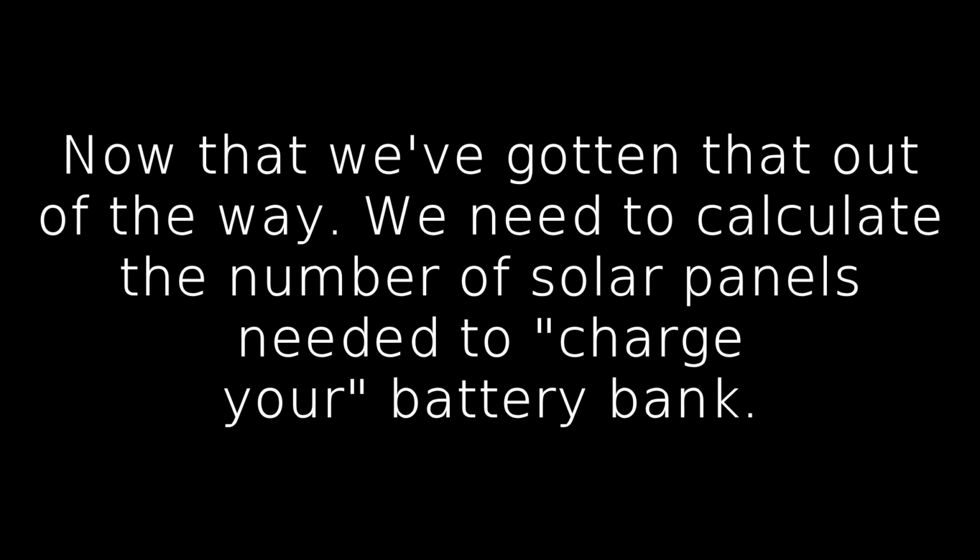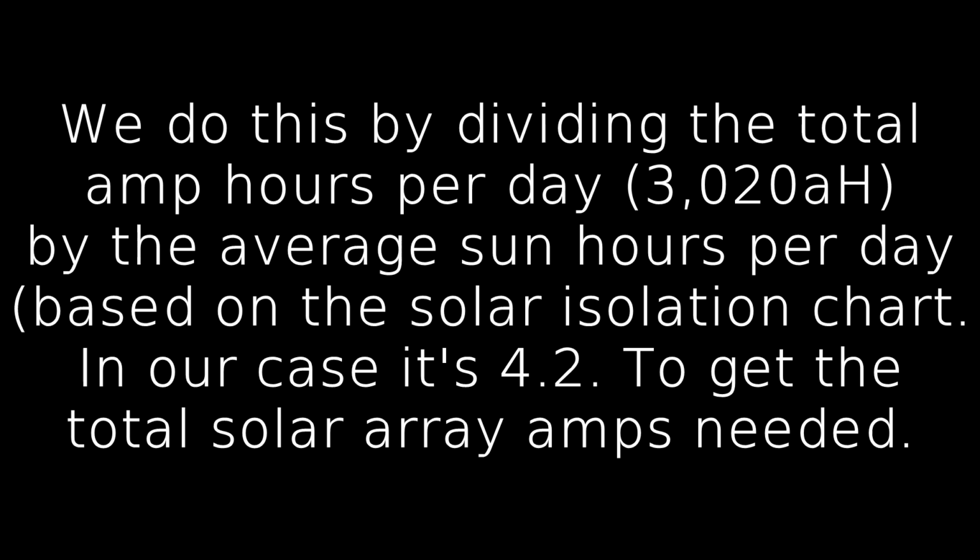Now that we've got that out of the way, we need to calculate the number of solar panels needed for your battery bank. We do this by dividing the total amp hours per day, 3020, by the average sun hours per day, based on the solar insolation chart. In our case, that is 4.2.